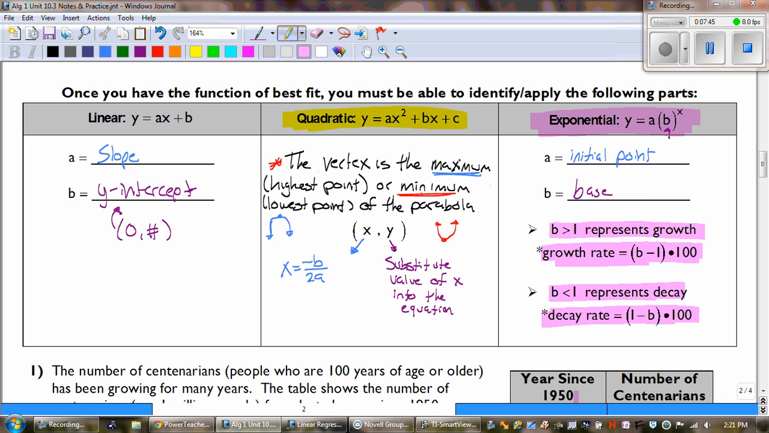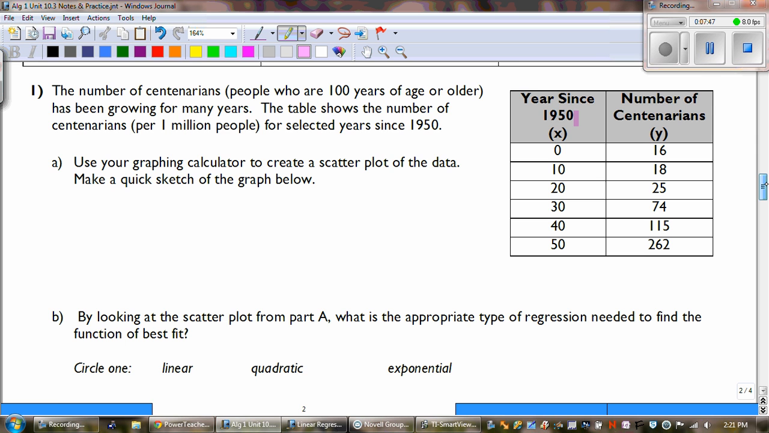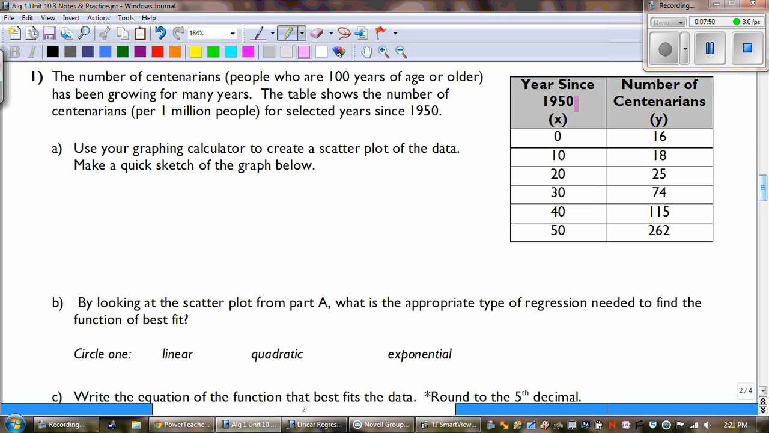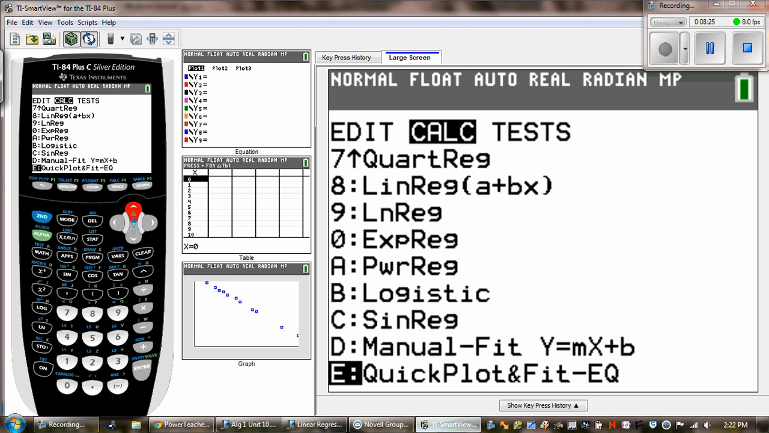All right, let's look at problem number 1. It says the number of centenarians, people who are 100 years of age or older, has been growing for many years. This table shows the number of centenarians per 1 million people for selected years since 1950. I don't know what they're saying yet because I haven't looked at the graph yet. So use your graphing calculator to create a scatter plot of the data and make a quick sketch of the graph below. Good, now we're in here.